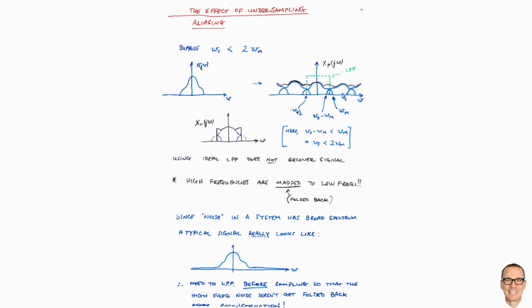Also at the bottom it's mentioned there, noise in a system has a broad spectrum. It's across all the frequency bands. So a typical signal really looks like the picture shown there, where there's a small amount of all frequencies because there's noise in your sampling process. So you need to low-pass filter before you sample so that the high frequency noise doesn't get folded back into the reconstruction.